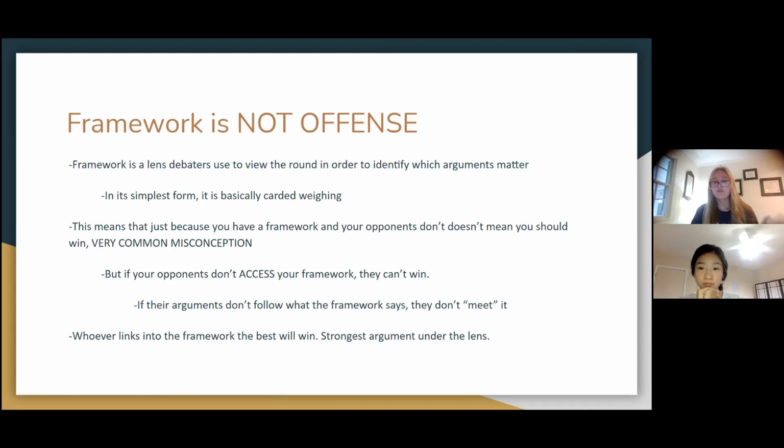If you win on framework, it's because your opponents don't access your framework, so their impacts don't fall under the viewpoint of what's most important in the round, which means they don't meet your framework. So then whoever links into the framework the best would win. So it's whoever has the strongest argument under the lens that you give the judge.